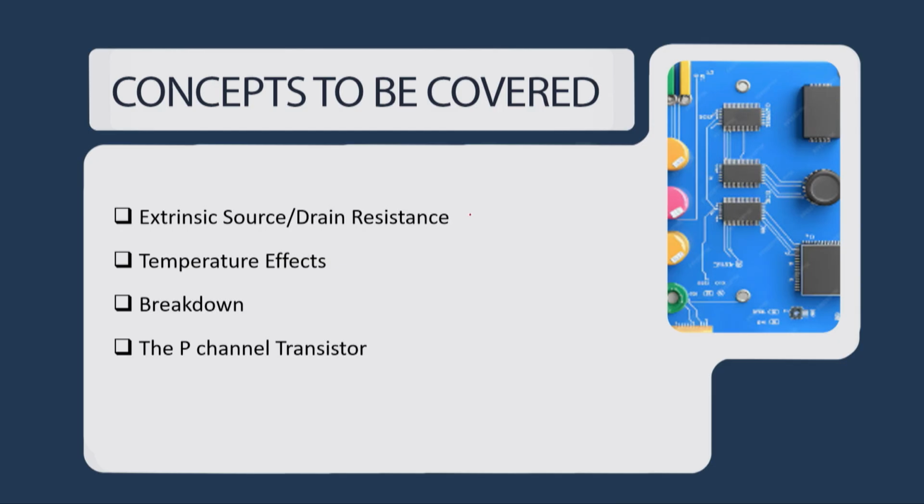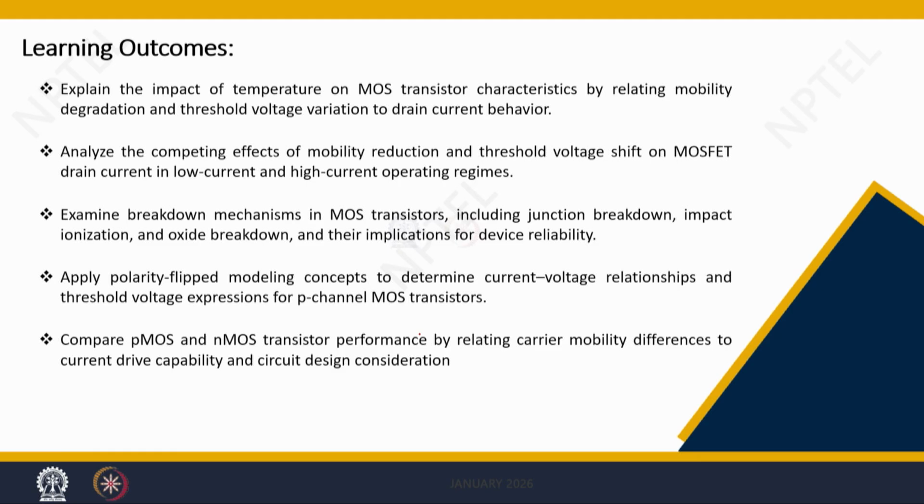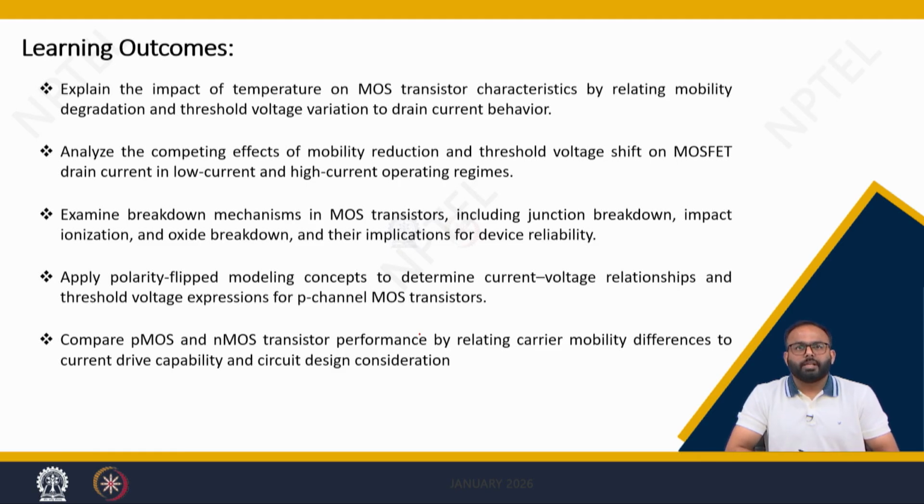So, we will discuss the extrinsic source drain resistances, the effect of temperature, and some breakdown phenomena, and I will introduce the p-channel transistor, which is nothing but a flipped polarity transistor in comparison to the n-channel transistor. These are the learning outcomes of this lecture, which help you understand different extrinsic effects which actually alter the performance of your MOSFET. For example, the temperature, the extrinsic source drain resistances, and the breakdown phenomena we will see in these lectures.